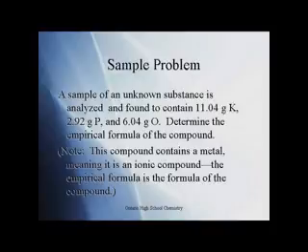Now, short note here, this compound contains a metal, meaning it's an ionic compound. The empirical formula of this is the formula of the compound. This is not one where you'll be doing any type of ratio of molar mass to empirical formula mass, simply because with ionic compounds, that simplest whole number ratio of ions in the compound is the formula for the compound. It's not the same as a molecular compound in that sense.